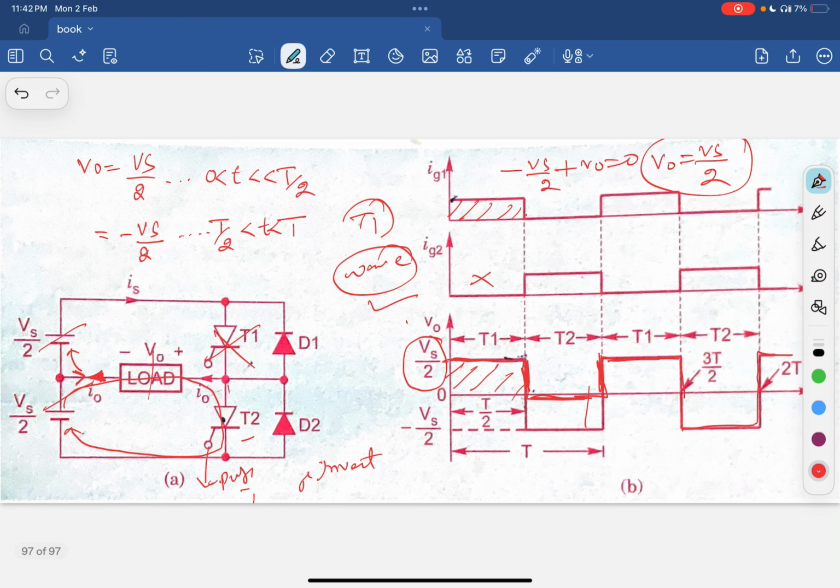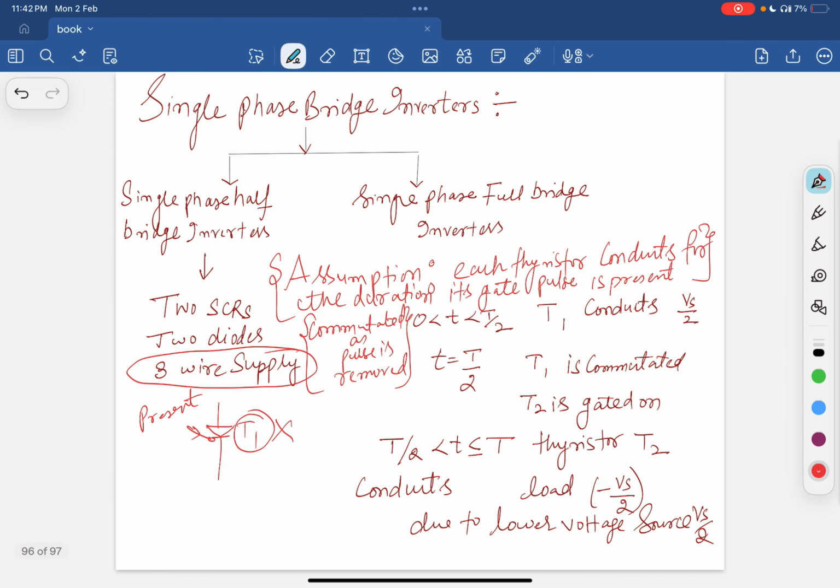So for better results, we go for the single phase full wave bridge inverter, which I will discuss in the next class. Thank you very much.